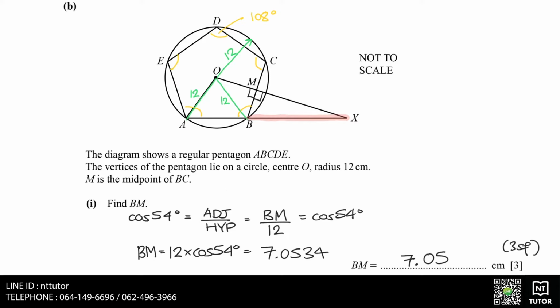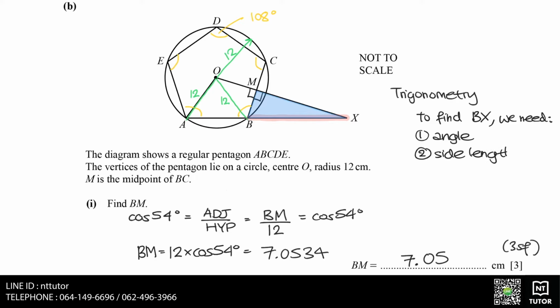So we can see that triangle BMX is a right angle triangle, and whenever we have a right angle triangle, we can use trigonometry to find the angles and the side lengths of the triangle. To find a side length using trigonometry, we would need one angle and one side length. The one side length we do know of the triangle BMX is BM, which we just found in part 1.